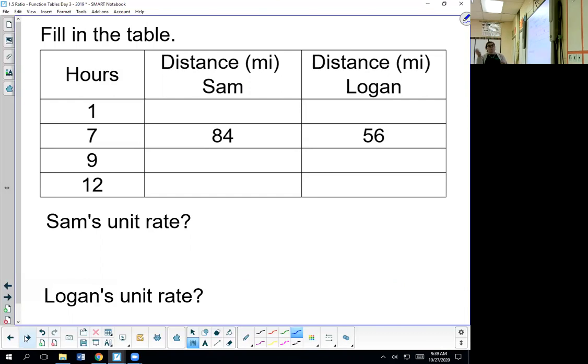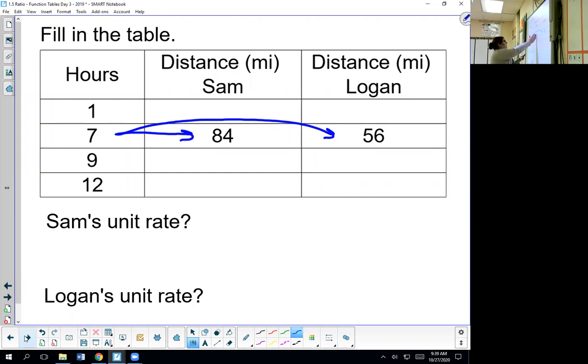Okay, this is called a double function table or double ratio table, technically as well. And this was like a type of error question that says, okay, basically we're going to fill in this table. So it's showing me hours, people are walking, looks like distance, Sam went, Logan went. Okay, we want to find the unit rate for Sam and the unit rate for Logan. That's where we got to start. So I need to figure out what's the relationship between 7 and 84, but also then the relationship between 7 and 56. Not between Logan and Sam, the hours and the distance, okay?